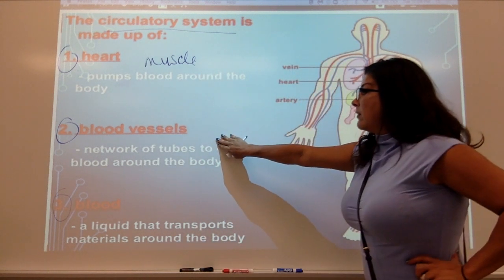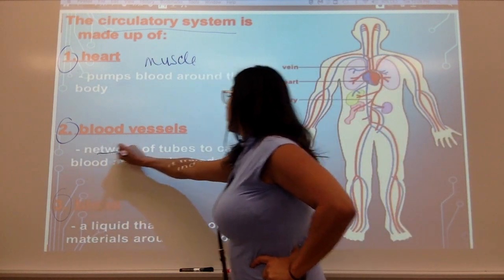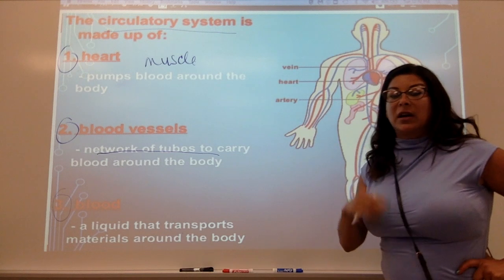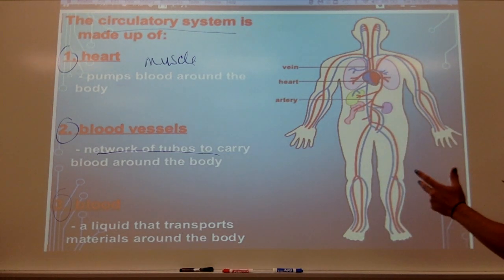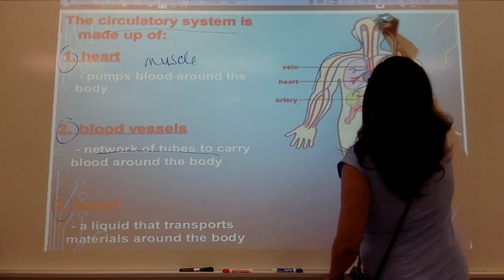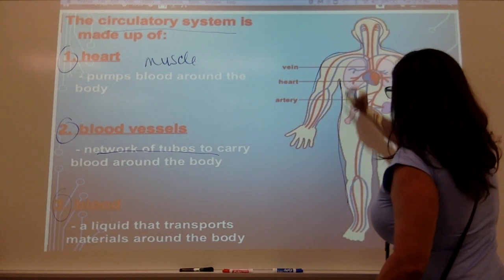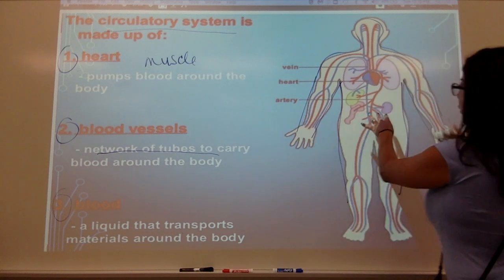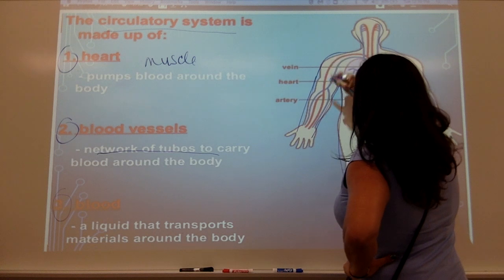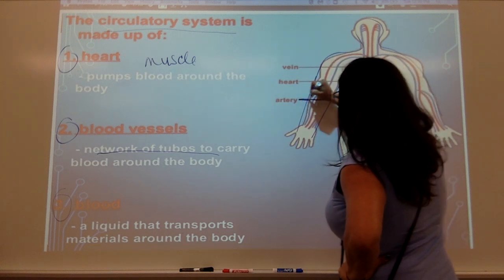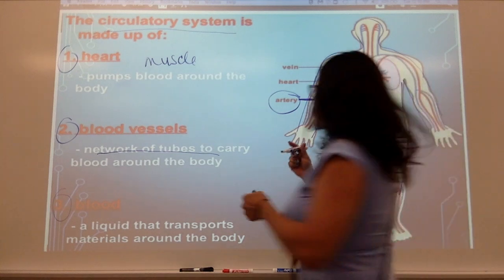Blood vessels. There are different components within a blood vessel, but they're basically the network of tubes that carry the blood around the body. If you see here, this is a picture of the body. I'm going to ask you to probably just jot down a figure, okay? You're going to notice that there's red and blue. The red points to the arteries. This is the artery. Why is it red? Because it has oxygen.